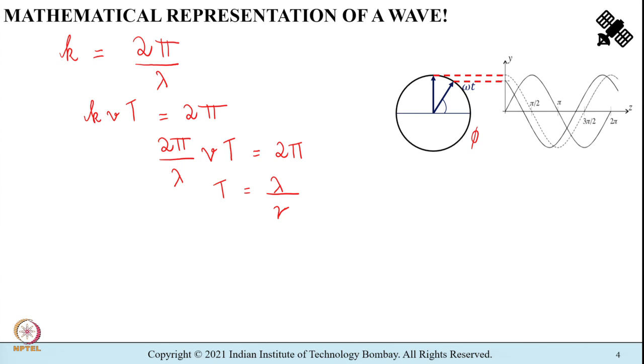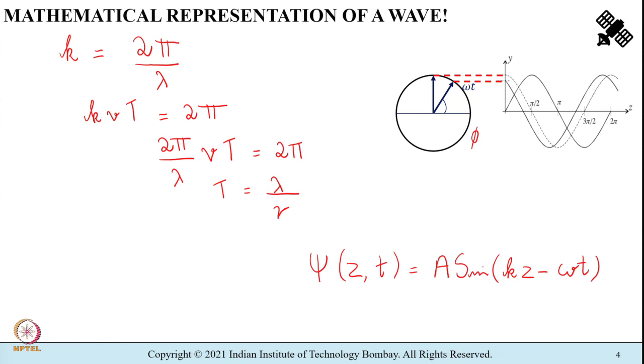And we already know that omega is 2 pi by T, which means we can put it all together and try to rewrite the mathematical expression of a wave as psi(z, t) equals A sine(kz minus omega t). Omega is nothing but 2 pi by T, the angular frequency, and T is the number of units of time per wave cycle.